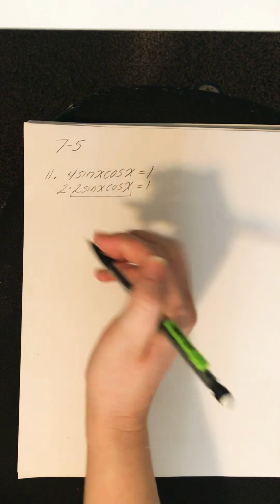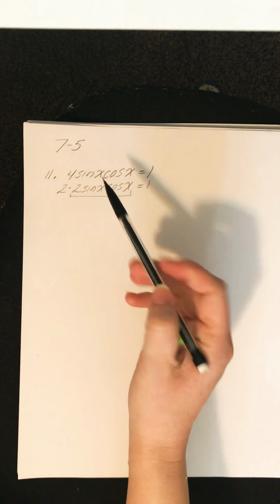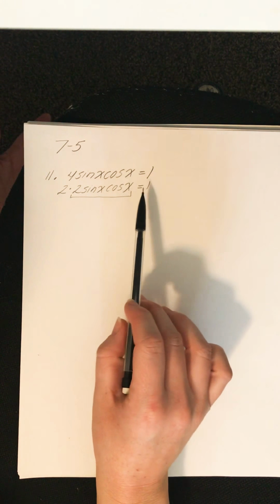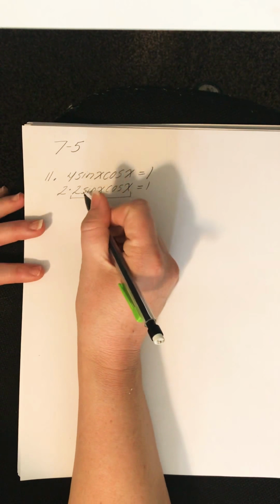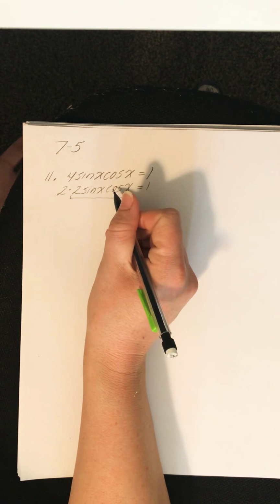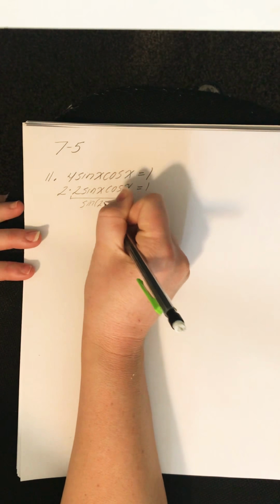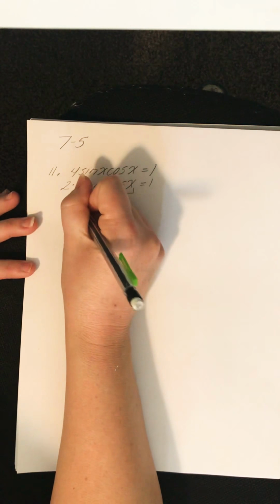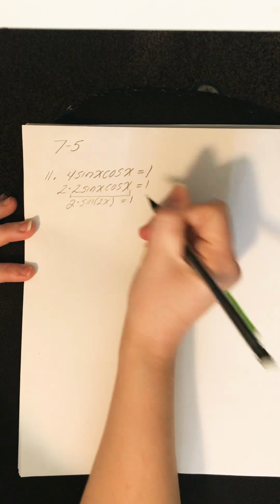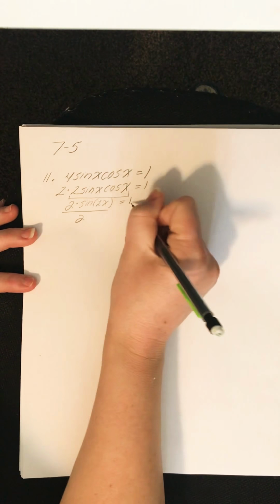So first of all, I just noticed this had a 2 sine x cosine x in it. So I rewrote this 4 as 2 times 2 sine x cosine x equals 1. Now if you know this formula, 2 sine x cosine x is equal to sine of 2x, which then we only have one trig function, which is better to solve. So now from here to solve, we'll divide by 2.